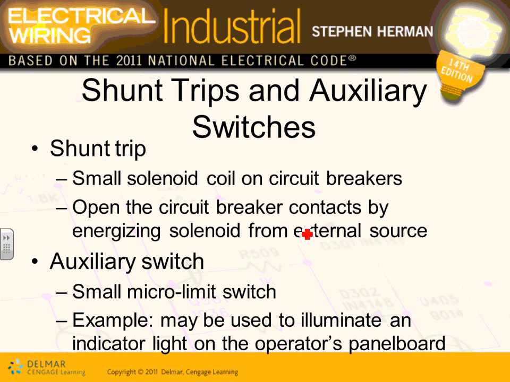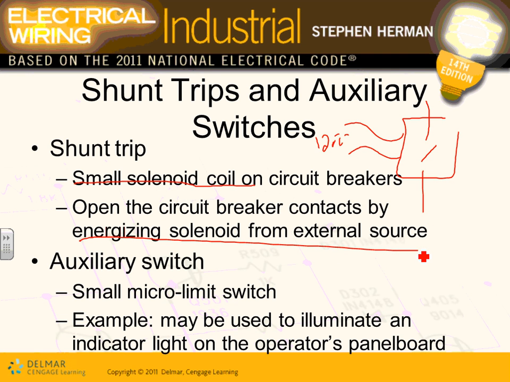Shunt trip. What they do sometimes, Karen, is they have wires coming out of this circuit breaker. Look at this, guys. You have wires coming out of this circuit breaker, and across these wires you can put a voltage and remotely trip the circuit breaker. So shunt trip is a small solenoid that you can energize. Here's my circuit breaker coming in here. Here's two wires coming out of it. You can put 120 volt right here and trip this circuit breaker. Open the circuit breaker contacts by energizing the solenoid externally. That's what a shunt trip circuit breaker is.